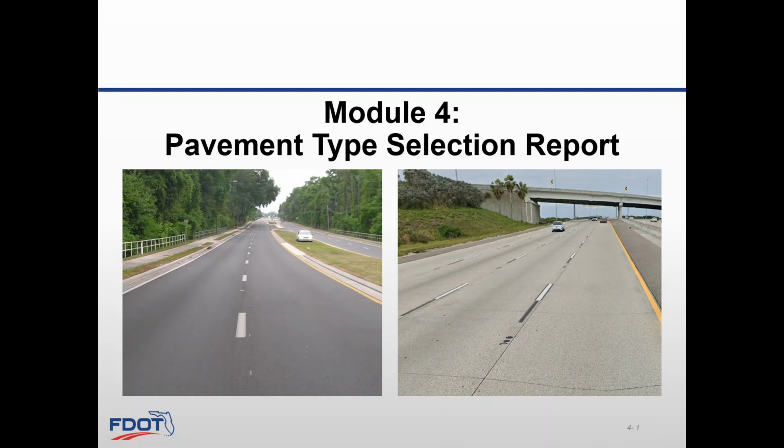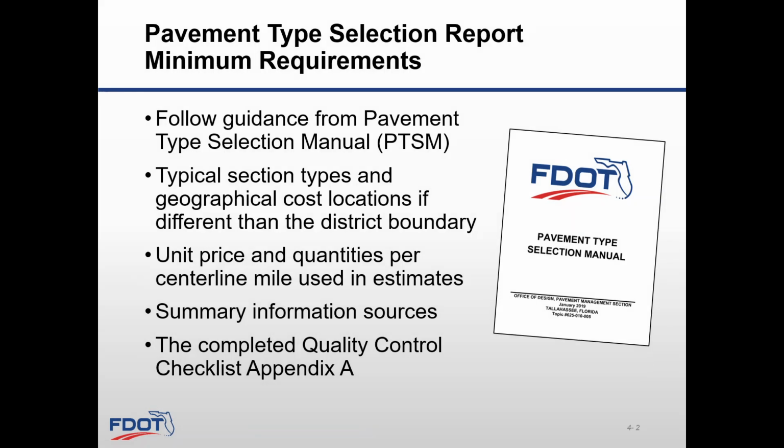In Module 4, we will discuss the submittal and documentation requirements for the pavement type selection report. This information can also be found in Appendix A of the Pavement Type Selection Manual. The Pavement Type Selection Report should follow the guidance provided in the Pavement Type Selection Manual and should follow the minimum requirements outlined in Appendix A.4.1.